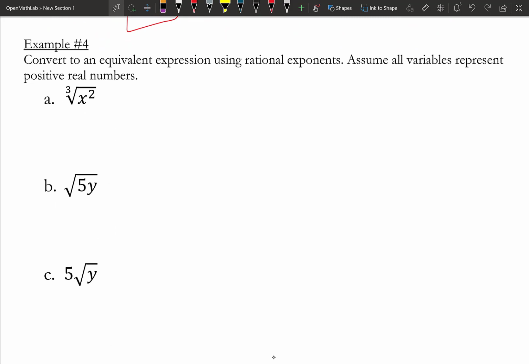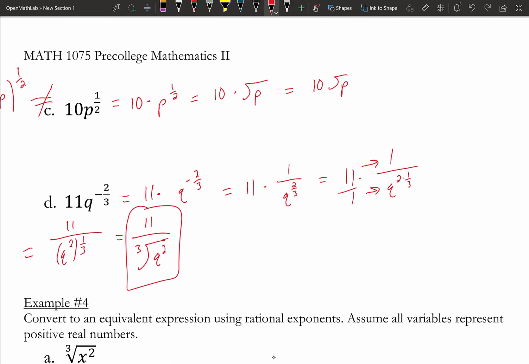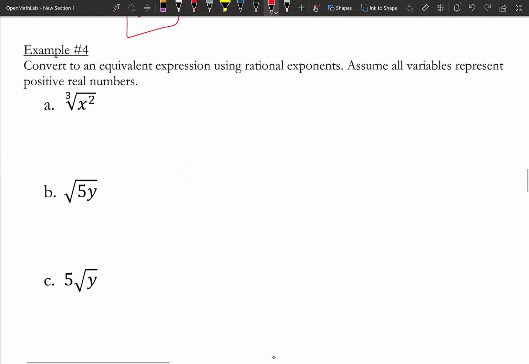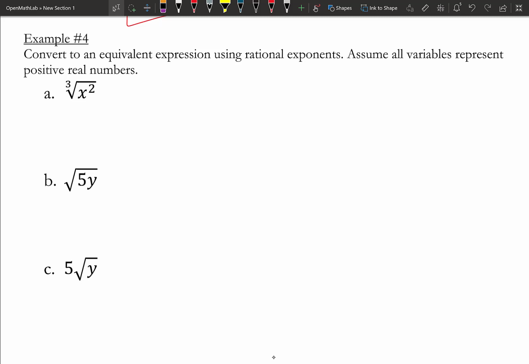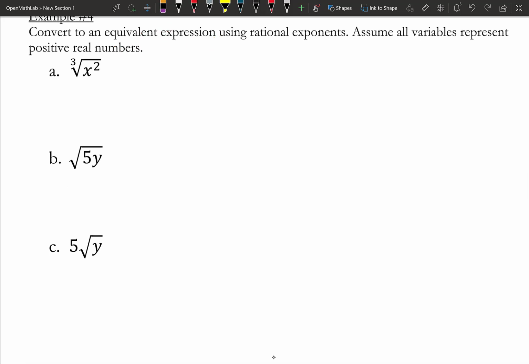Now example 4: we want to convert to an equivalent expression using rational exponents, so in other words, going backwards. Before, we started with the rational exponents and went to the radicals, but now we're going the opposite way, just to get practice with the notation. The cubic root of x squared is the same thing as x squared all raised to the 1/3 power. By the power to a power rule, we multiply: x raised to the 2 times a 3rd. So this becomes x to the 2/3.